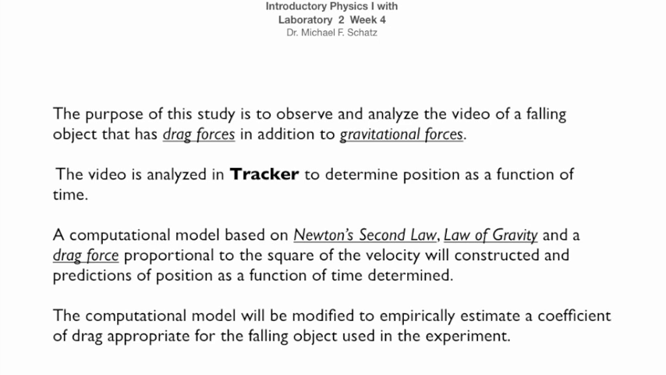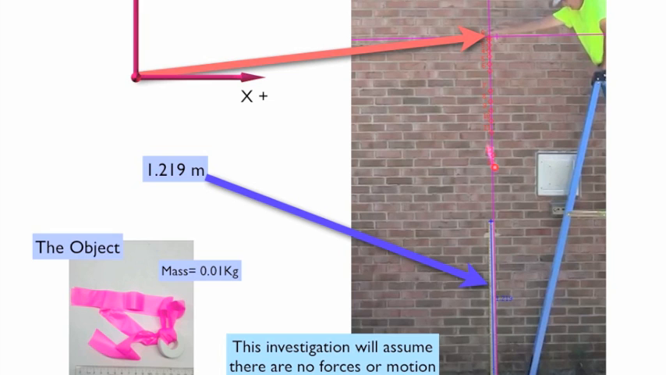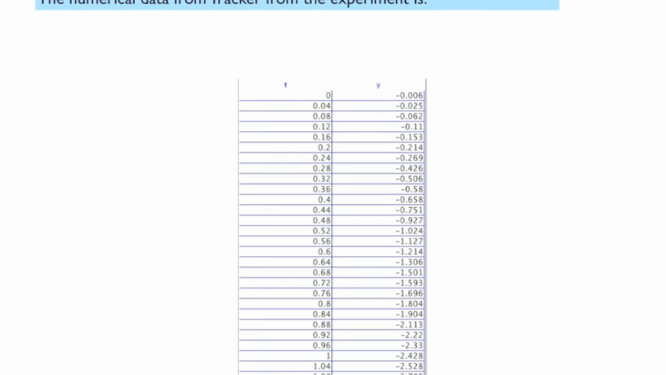The computational model will be modified to empirically establish a coefficient of drag appropriate for the falling object in the experiment. The experimental setup, the coordinate axes, and a picture of the object used is indicated in this slide. This is the empirical data obtained from the tracker analysis.